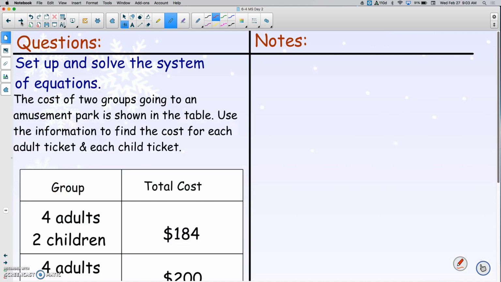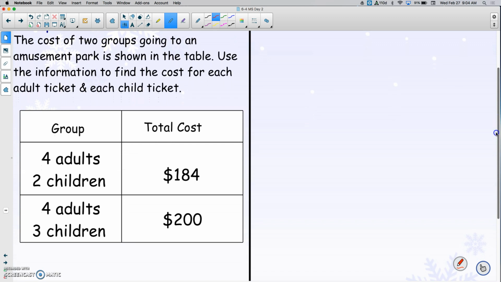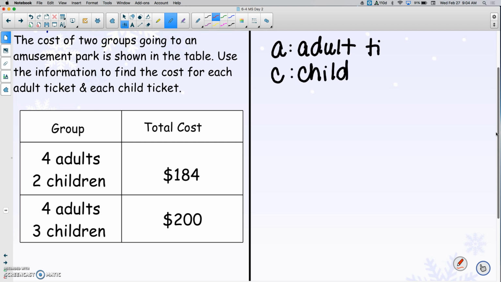All right, last one. This one's a word problem. The cost of 2 groups going to an amusement park is shown in the table. Use the information to find the cost for each adult ticket and each child ticket. So each group is going to be an equation for us. I'm going to use A for adult and C for child, and we're looking for ticket price.